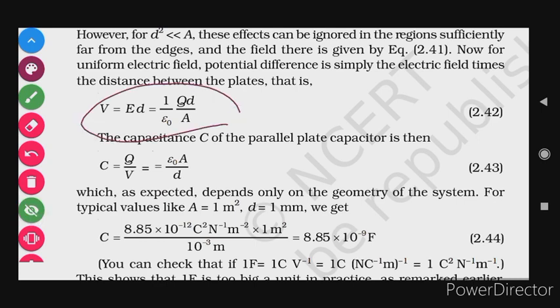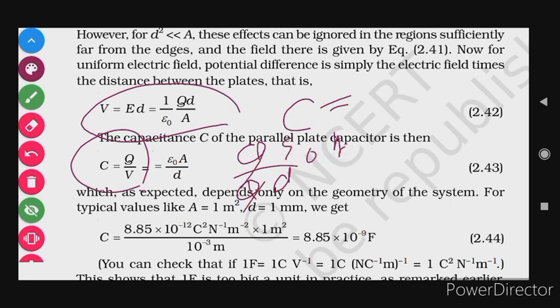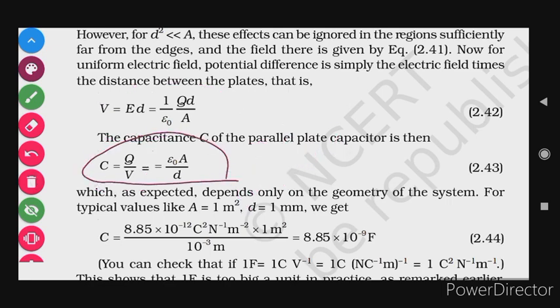So this is the potential difference between the two plates, and now I'll find the capacitance. What is capacitance? Q by V is the capacitance. When I put the value of potential here, I get Q upon Q d by epsilon naught A. So Q cancels out, and the value of C is epsilon naught A by d. This is the expression for the capacitance of a parallel plate capacitor.